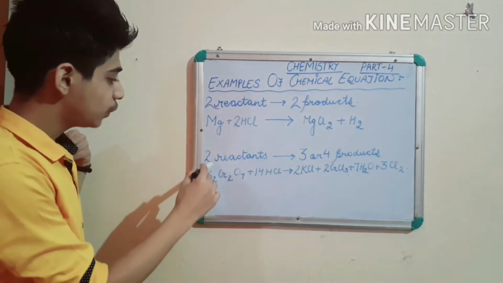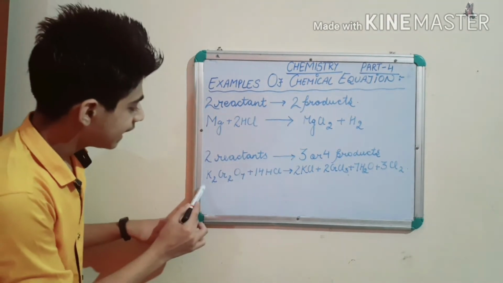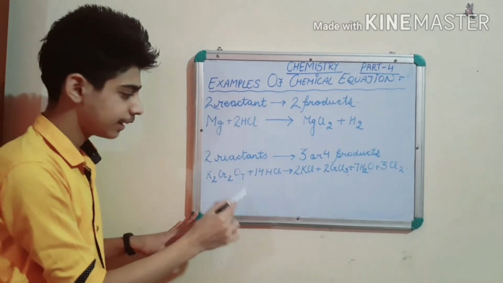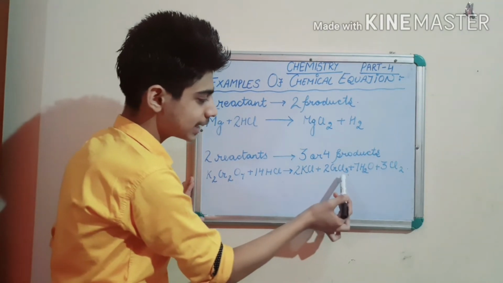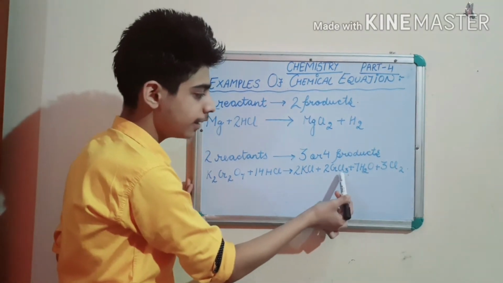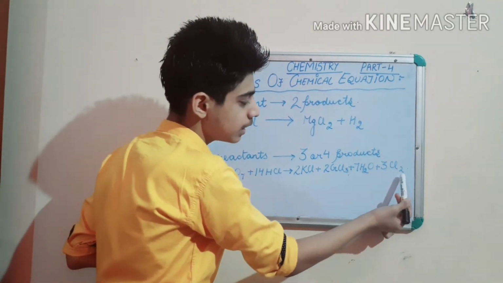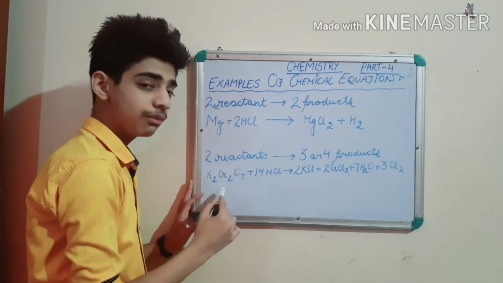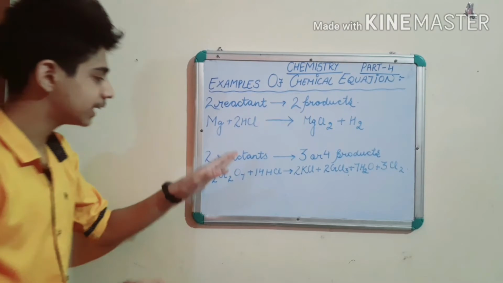Second example, 2 reactants can give you 3 or 4 products. See, K2Cr2O7 plus 14HCl will give you 2KCl, potassium chloride, 2CrCl3, chromium chloride, plus 7H2O, water, plus 3Cl2, chlorine. So 2 reactants can give you 3 or 4 products, or it may be 5, 6. It depends on the concentration.